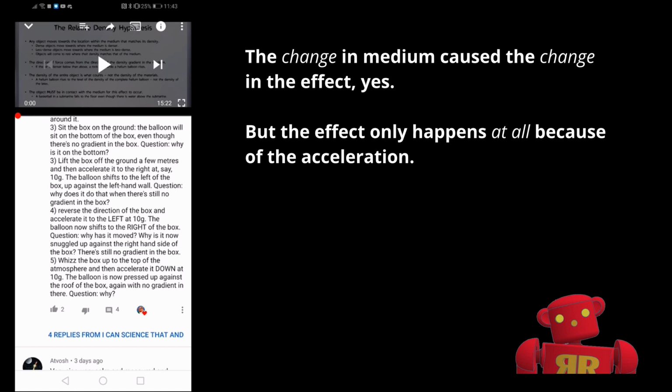I mean, you kept the acceleration and you didn't get the same effect. So clearly it was the medium that was the cause. So yeah.